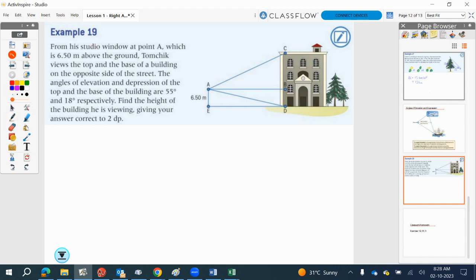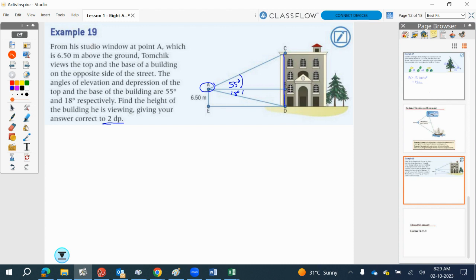From this studio window, which is 6.5 meters above the ground, Tom views the top and the base of the building on the street opposite. The angles of elevation and depression of the top and base are 55 and 18 respectively. So this one is 55, this one is 18. Find the height of the building he is viewing, giving your answer to 2 decimal places. So we are looking at finding this length here.